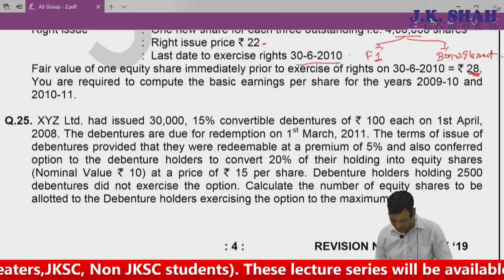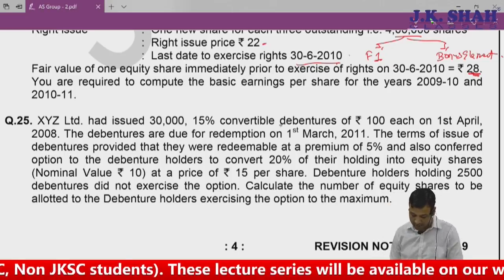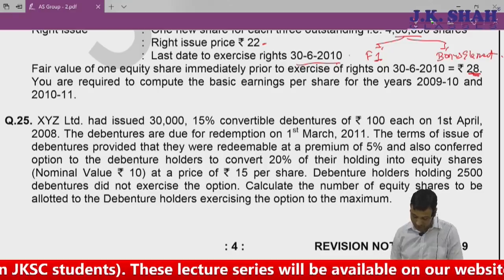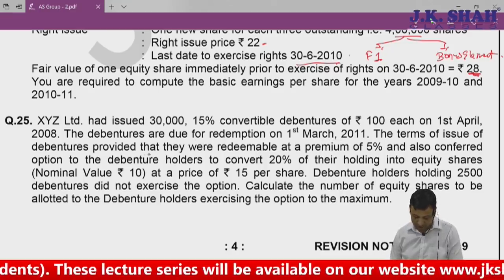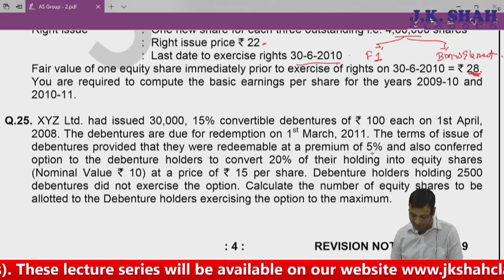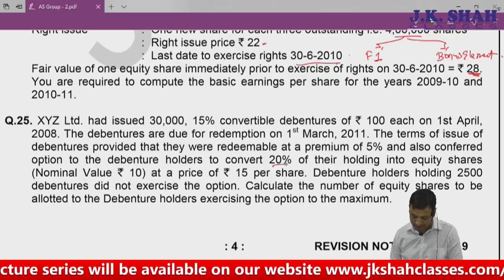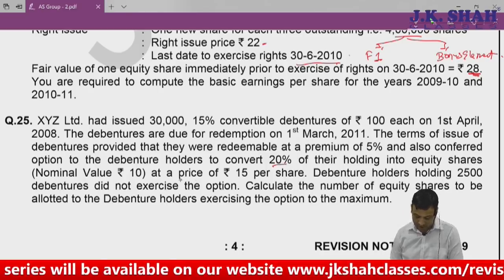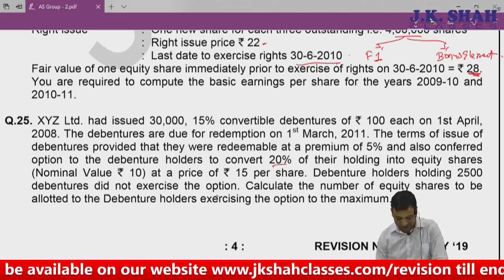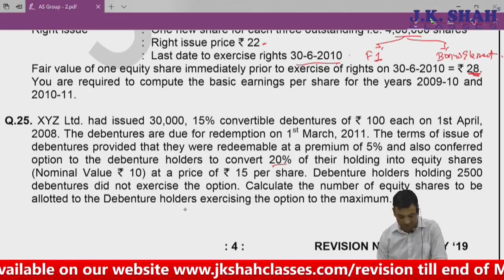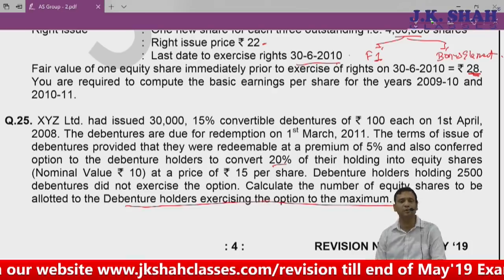25th. XYZ had issued 30,000 convertible debentures of 100 each on 1st April. The debentures are due for redemption on 1st of March. The terms of issue of debentures provided they are redeemable at a premium of 5%, and also conferred an option to debenture holders to convert 20% of their holding into equity shares at a price of 15. Debenture holders holding 2500 did not exercise the option. Calculate the number of equity shares to be allotted to debenture holders exercising the option to the maximum.